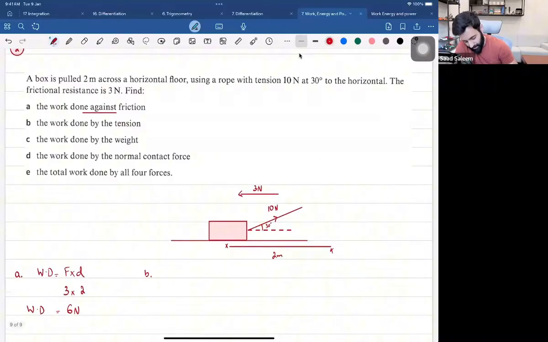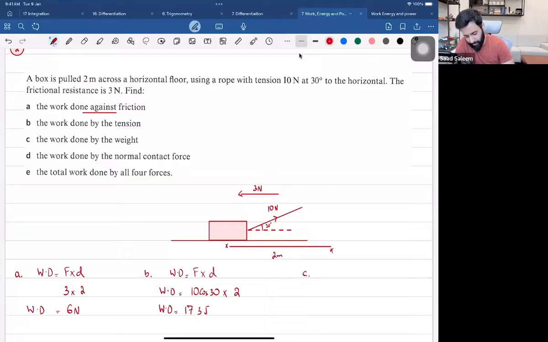In order to find the work done by tension, notice that the object is moving horizontally. So yes, we will do work done equals force times distance, except that the component of force that we will take will be the horizontal component, and we'll multiply that by the distance to get the true work done. So the work done is, I think, 17 point something. So 17.3 joules is, I think, the correct answer.